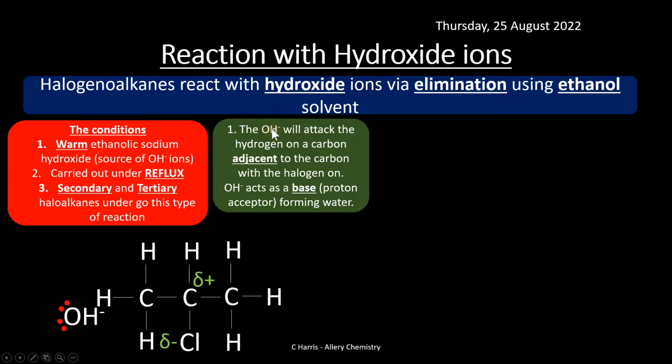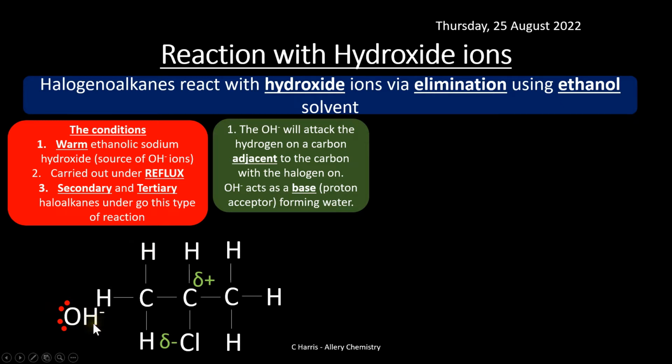So the hydroxide ion will attack the hydrogen on a carbon adjacent to the carbon with the halogen on. Now here, this OH is not acting as a nucleophile anymore. So remember, nucleophiles will go for a delta positive carbon. In this case, it's not going to act as that. Because it's dissolved in ethanolic solution, it's actually going to act as a base. And if you remember, a base is a proton acceptor. So what it's going to do is react with a proton instead.